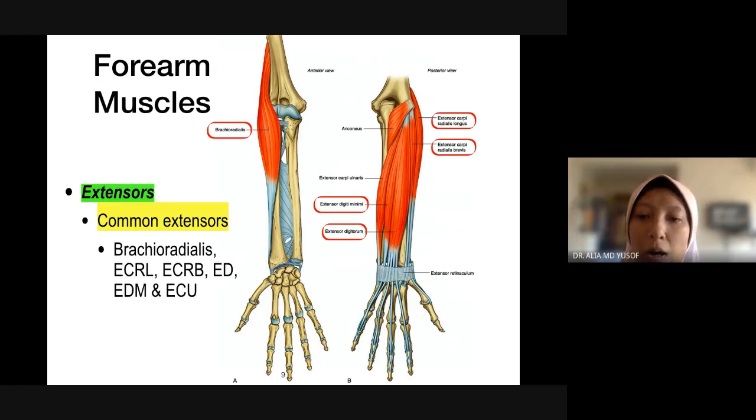Now let's see where they insert. The extensor carpi radialis longus muscle inserts its tendon at the base of the second metacarpal bone. Extensor carpi radialis brevis pula will insert its tendon at the base of the third metacarpal bone. The extensor digitorum muscle inserts at the extensor retinaculum and extensor hood.